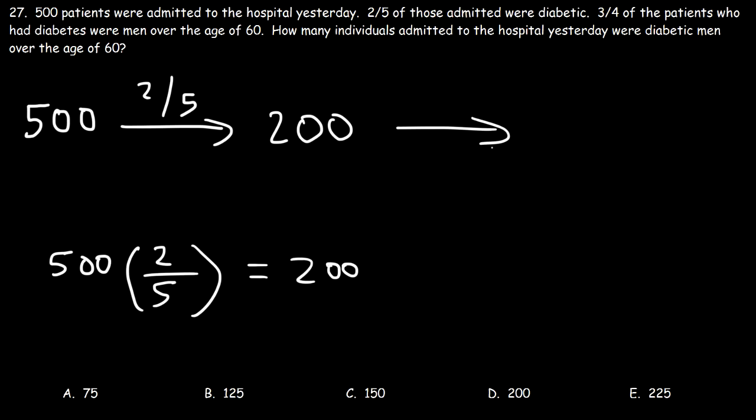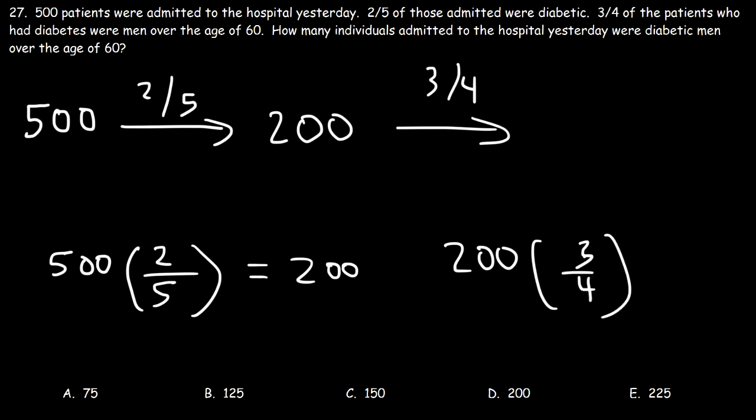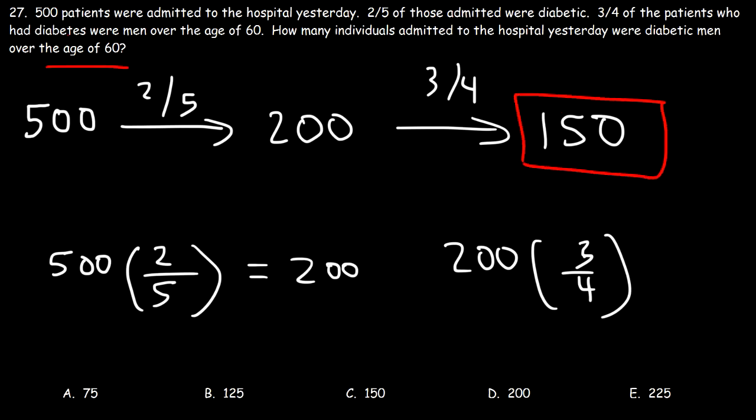And out of that number, 3/4 of those patients were men over the age of 60. So what is 3/4 of 200? Well, let's divide 200 by 4. 20 divided by 4 is 5. So 200 divided by 4 is 50. And 50 times 3 is 150. So 150 individuals were men over the age of 60 who were diabetic. And so C is the answer.